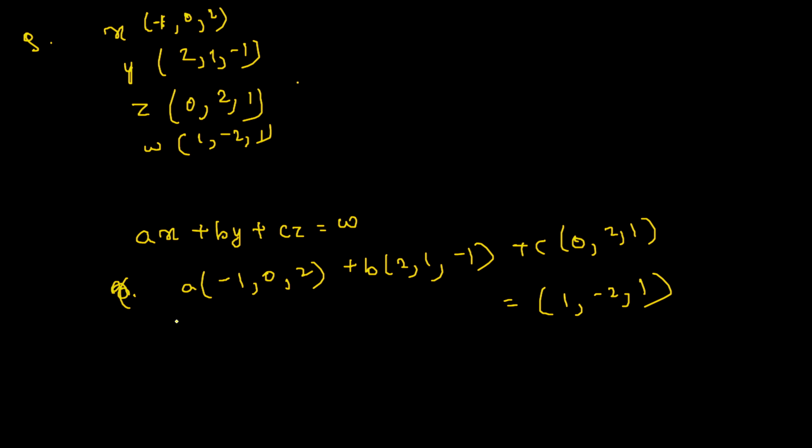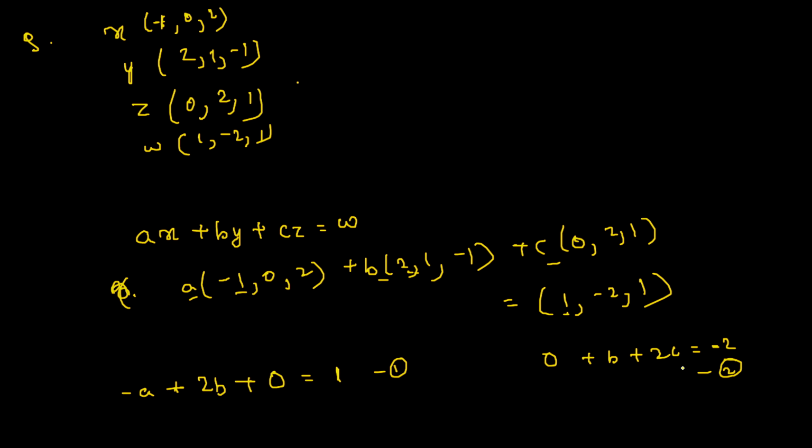Right. So we just need to add all the x-axis parts here and equate it to the x-axis part here. So that gives us minus a plus 2b plus 0 is equal to 1. So that is one equation for me. The second equation will be 0 into a, which is 0, plus b plus 2c is equal to minus 2. So this is the second equation. And then the third equation is 2a minus b plus c is equal to 1.